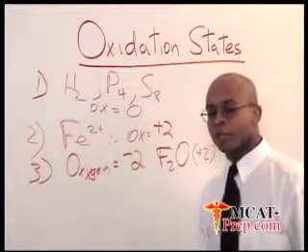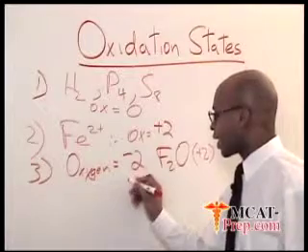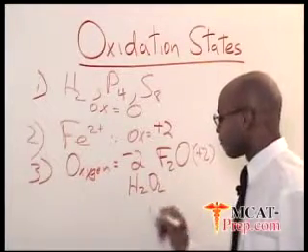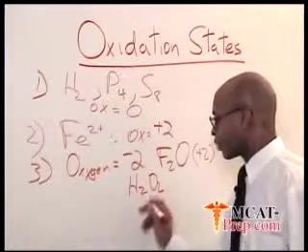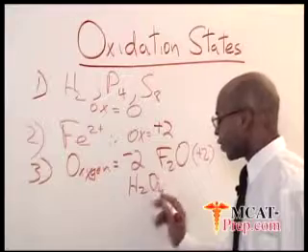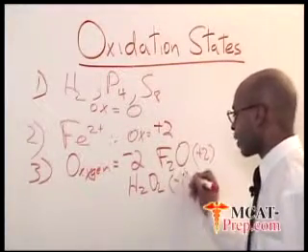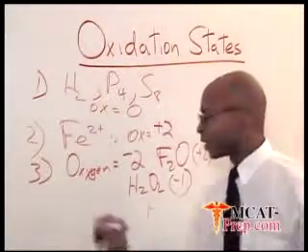The other exception are peroxides. And in peroxides, for example, hydrogen peroxide, hydrogen has an oxidation number of +1. So we have +1 times 2, that's +2. So therefore, in order to be neutral, oxygen must have an oxidation number of -1. So those are the exceptions.